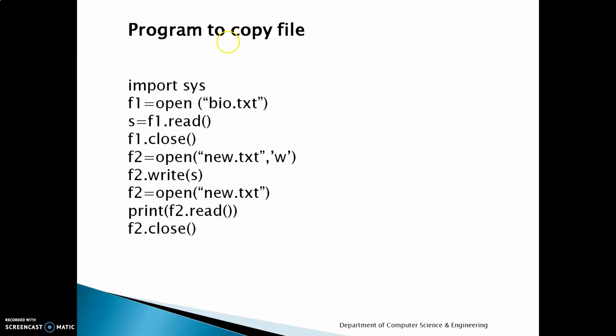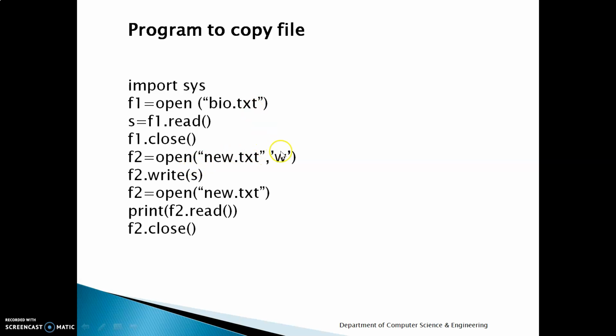A simple program to copy your file. So you need to import the sys module. Now f1 equal to open bio.txt, s equal to f1.read. So now in this particular s, I am reading the contents of file 1 and then you're closing the file. So whatever data was there in f1, now it is in s. Now you're taking a second file handle and opening a new file in which you're opening it in write mode. So this time whatever is being read here, you want to write it to this, right?